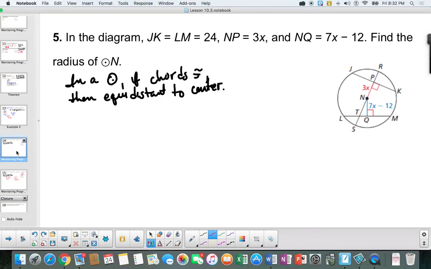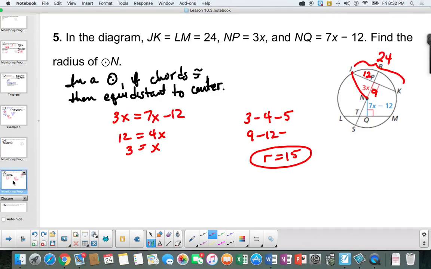Okay, your turn. Go ahead and stop the screencast and see what you can do. And here's the answer. Again, you have to set the distances equal to each other, and once you do that, you draw your radius so that you can see your right triangle and try to figure out the rest.